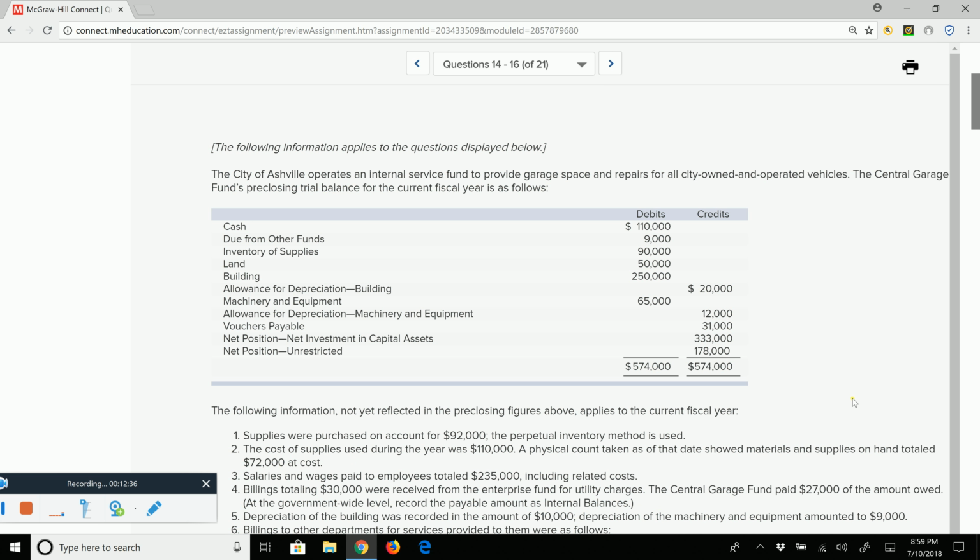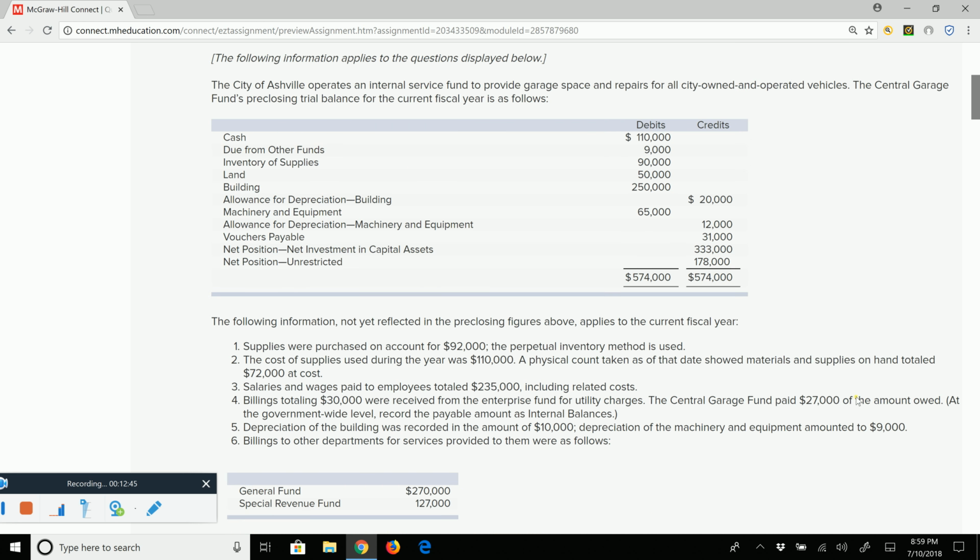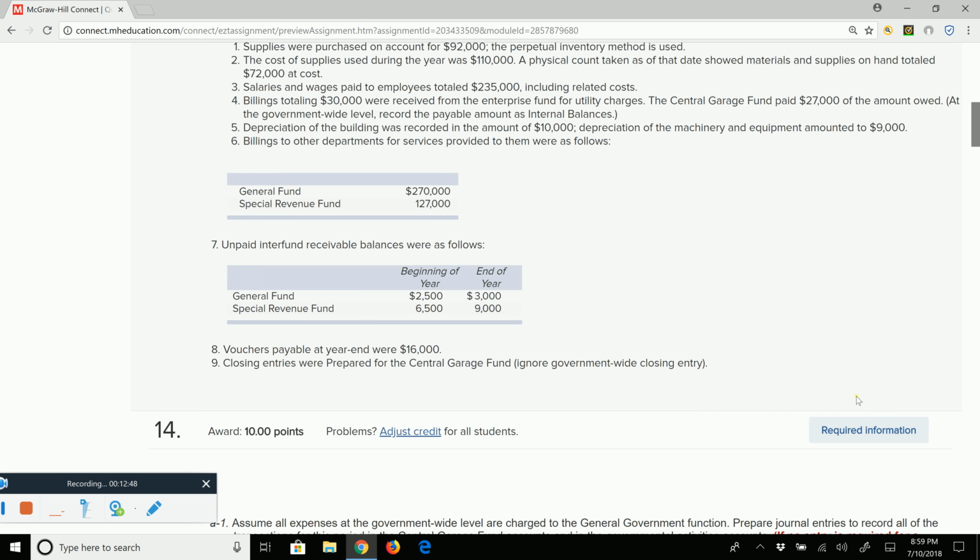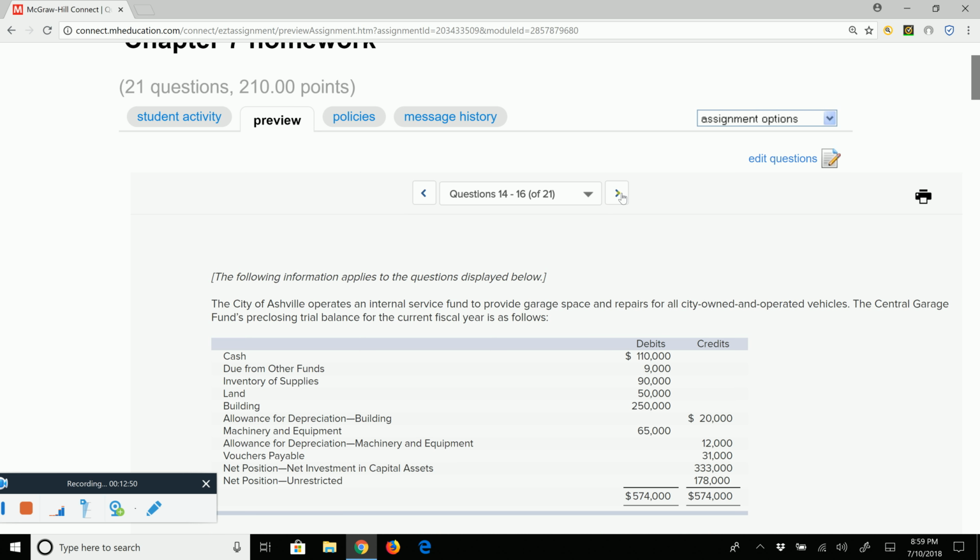Okay, this is another internal service fund. It's more of the same, so just for purposes of the presentation, I'm not going to go through this, but it's almost exactly the same as what we just went over in the prior question.